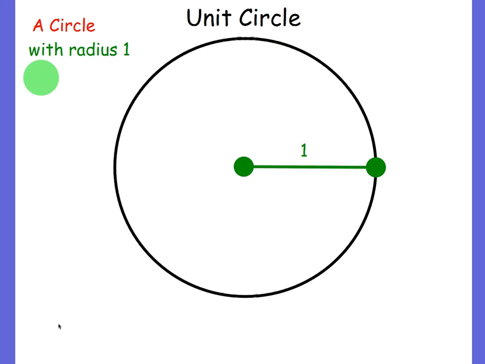Today we're going to be talking about radians. What is a radian? Well, here's our unit circle. Here's our radius, okay? Now again, a lot of times we just say that radius is 1. What do we really mean by that? We really mean 1 radius, okay? Now that's what a radian actually is.